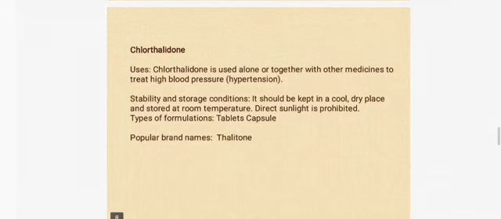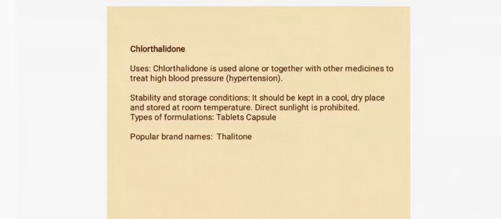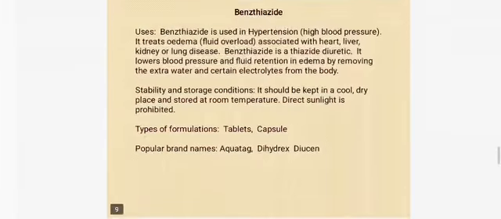The next is chlorthalidone. It is used alone or together with other medicine to treat high blood pressure or hypertension. Stability and storage condition: it should be kept in a cool, dry place and stored at room temperature. Direct sunlight is prohibited. Types of formulation: it is available in the form of tablets or capsules. And the popular brand name is Thalitone.